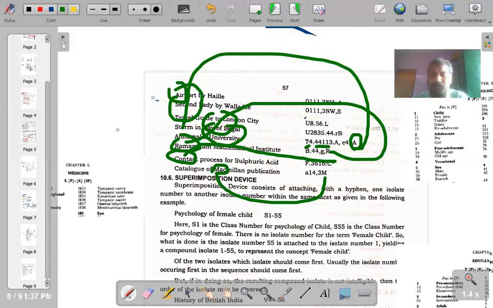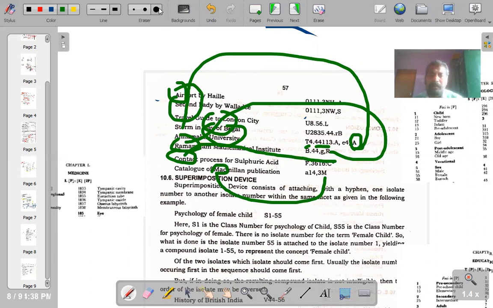It's very simple to use also. It's a very, very simple alphabetical device, but please ensure that you resort to the alphabetical device only when no other device is useful. Please make a note of that. Okay, fine.